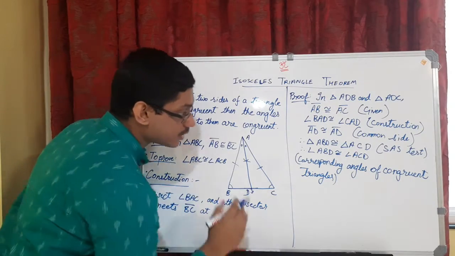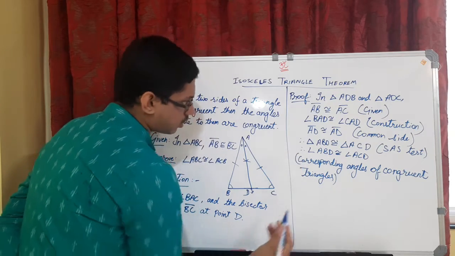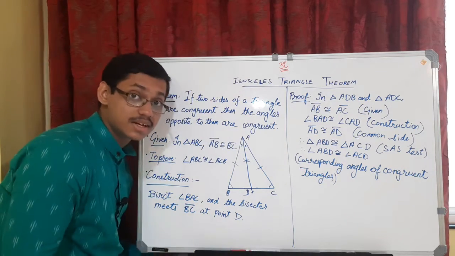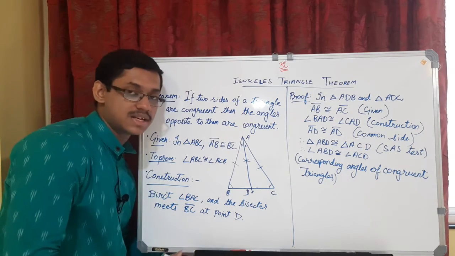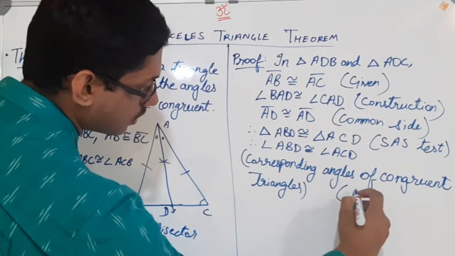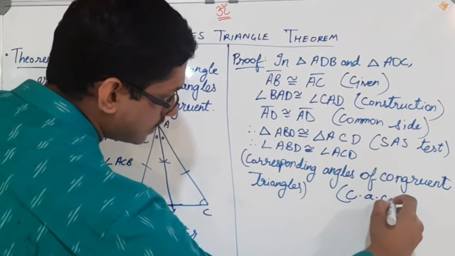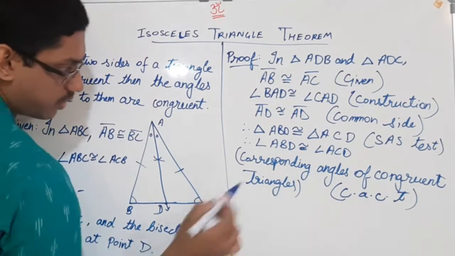So what you have to do is, either you can write this whole thing. If you write this whole thing, it will be better. If it is not possible, suppose in exam time is running out of hand, you can write this only, CACT, only this much. Okay, this is the short form.